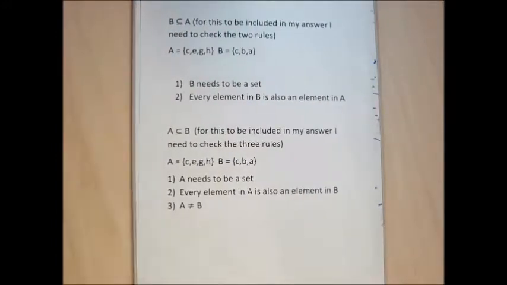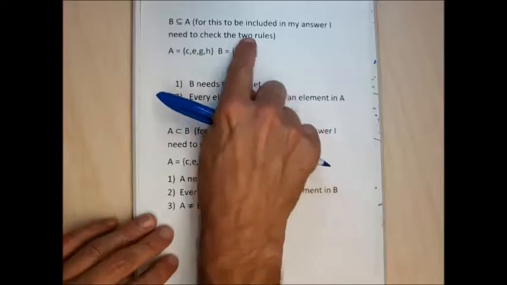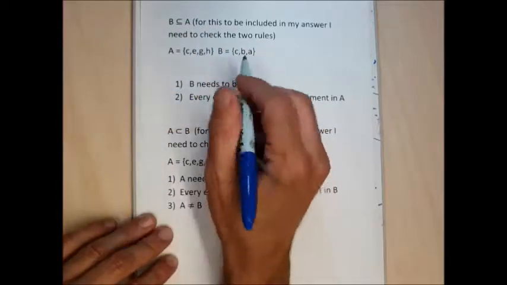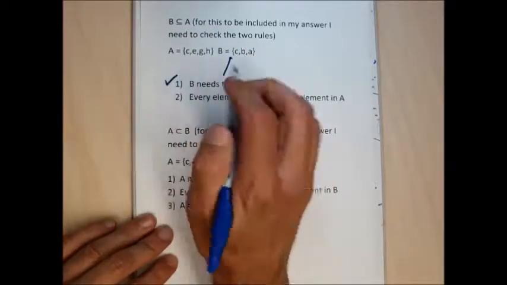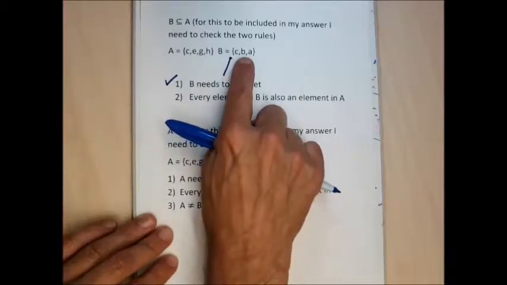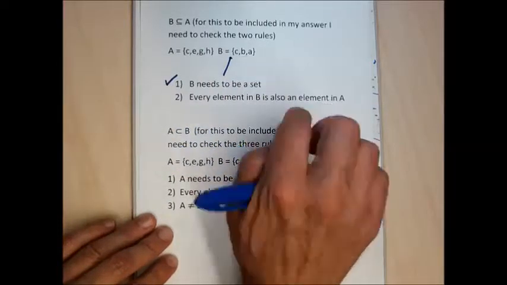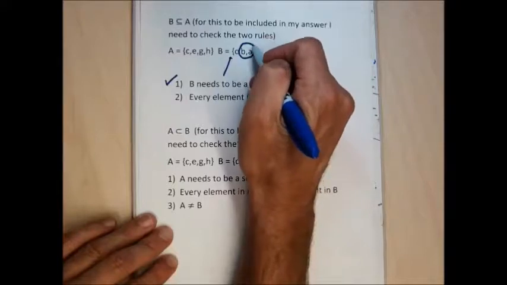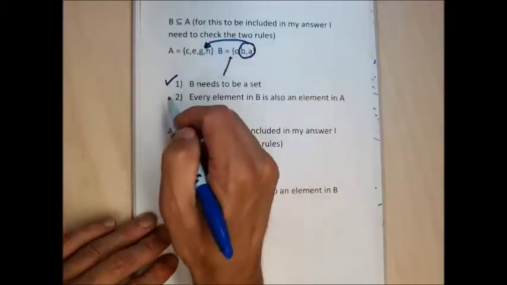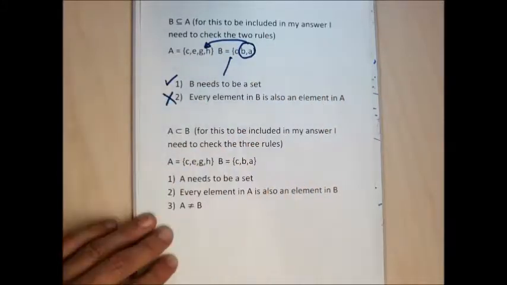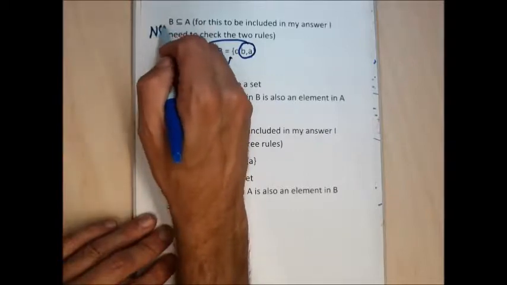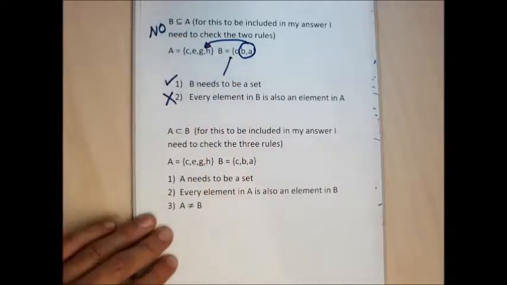Next, I want to check to see if B is a subset of A. For B to be a subset of A, there's 2 rules. First one is B needs to be a set, which it is. Second one, all 3 elements of B also have to be in A. And these 2 elements in B aren't also in A. So the second rule gets violated, and B as a subset of A is not going to be in my answer.